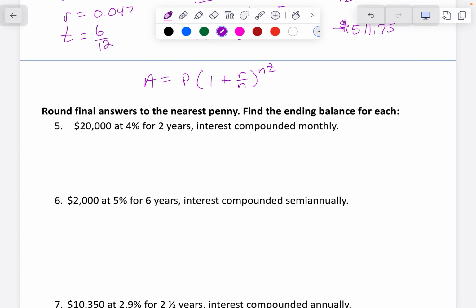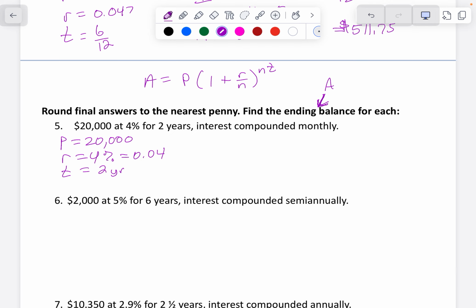Let's go ahead and answer question number 5. Now, again, we're finding the ending balance. The ending balance is A. So the great thing about the compounded interest formula is it actually gives you that instantly. There's no secondary formula we have to use. So let's do number 5 together. So our starting value is $20,000. Our rate is 4%. Remember to write that as 0.04 or use that percent button. Either will work. The time is 2 years.